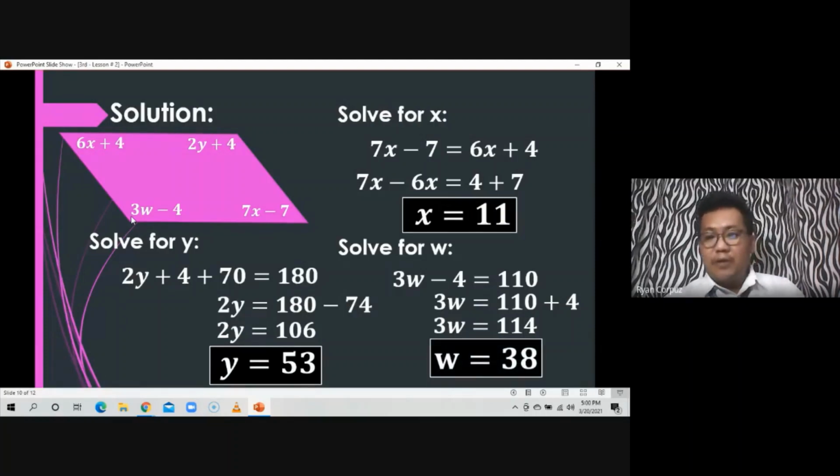Kung ang W is 38, it will be equal to 110. So 3 times 38, hindi, 114. 3 times 38 is equal to 114 minus 4, that would be equal to 110. So in that way, na-solve natin what is asked in the problem about parallelogram, basically by using two properties. Property number 2, which states that in a parallelogram, any two opposite angles are congruent. Then the third property na in a parallelogram, any two consecutive angles are supplementary.